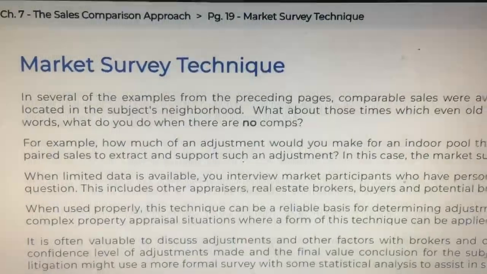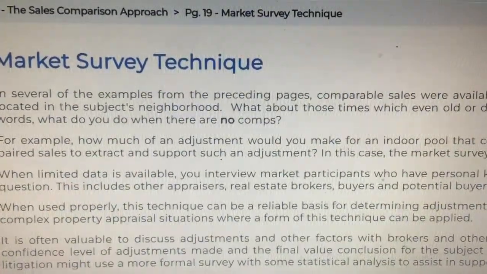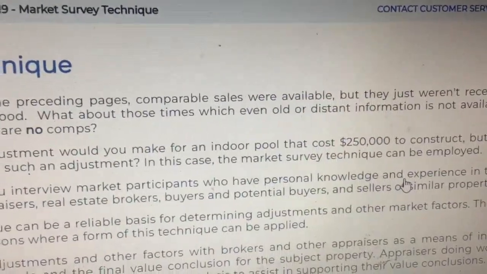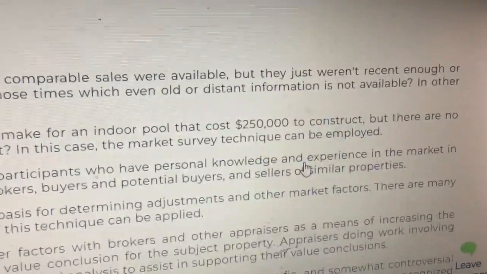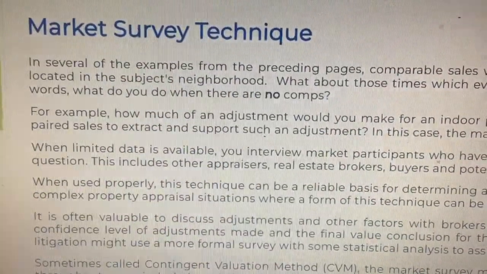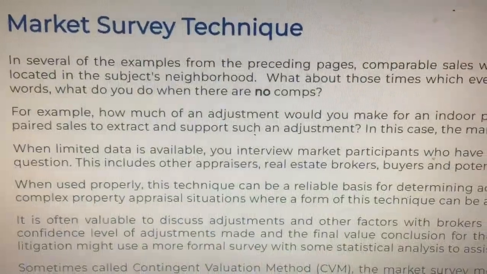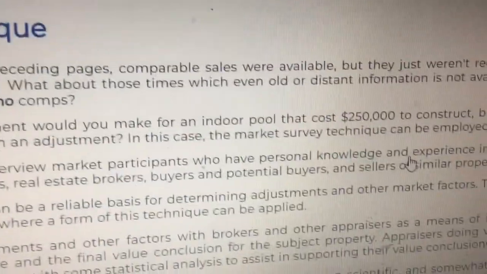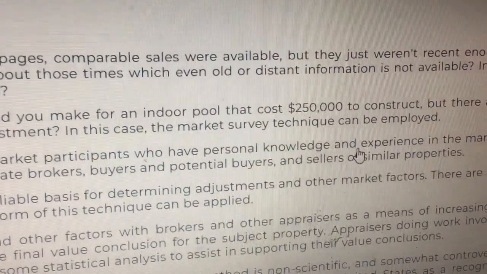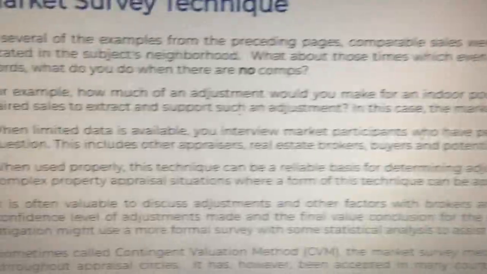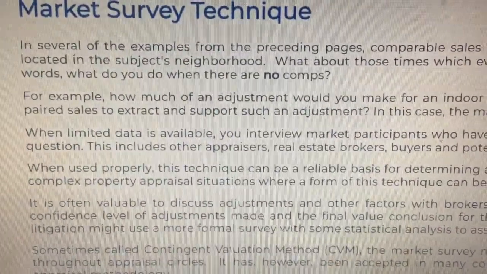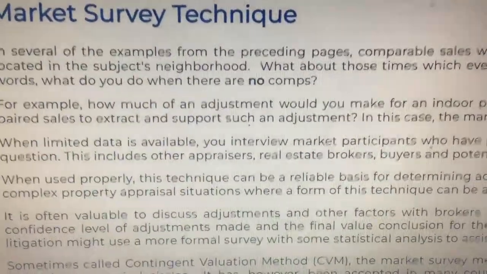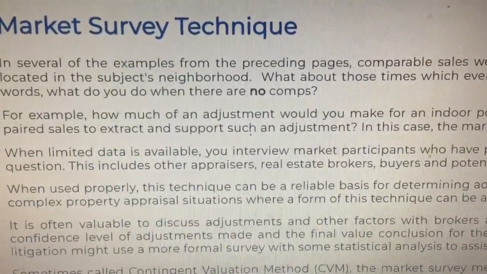In several of the examples from the preceding pages, comparable sales were available, but they just weren't recent enough or located in the subject's neighborhood. What about those times when even old or distant information is not available? In other words, what do you do when there are no comps?